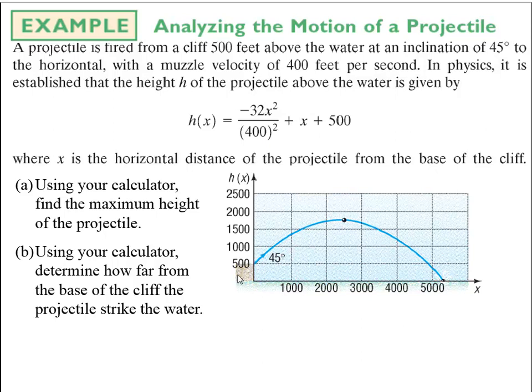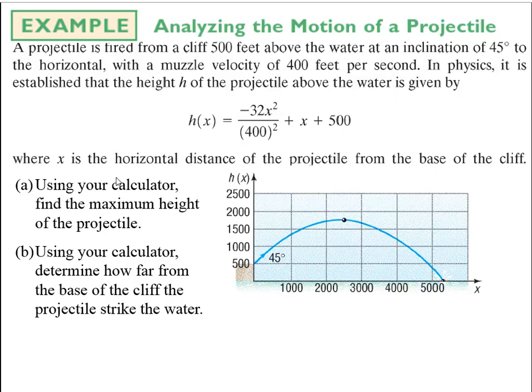So here's a little visualization. It looks like here's a cliff and then here's some water below it. So here's the cliff and we're going to shoot the cannonball, if you will, at a 45-degree angle to the horizontal, and it's going to land here. So x is the horizontal distance of the projectile from the base of the cliff. You can see here's the base of the cliff where it touches the water. So x is this horizontal distance that the cannonball travels, and y is the height from the surface of the water, 1,000 feet from the base of the cliff.